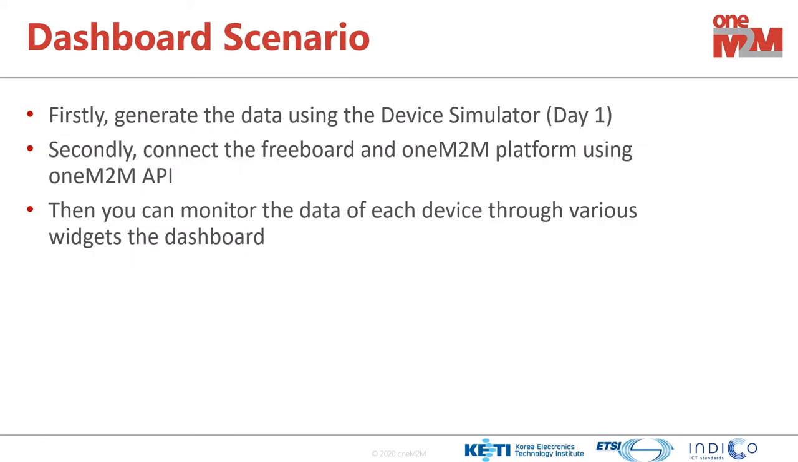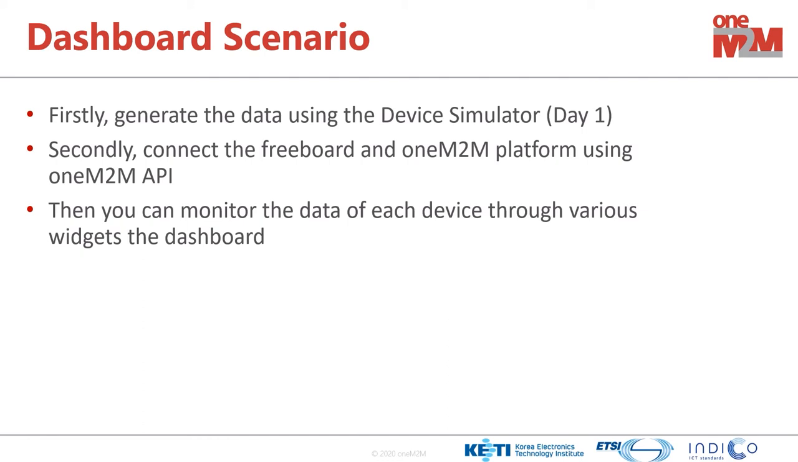So here's the scenario. Firstly, we are going to generate the data, and you can do that with your own software, or you can do it with Postman. But as we already played with the device simulator yesterday, we're going to use that one for the dashboard. The simulator pushes data every 5 seconds or every 10 seconds, and you will see what's going on because the simulator generates random data like 10 to 20, 20 to 11, and so on.